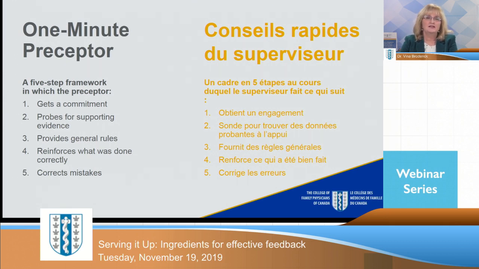That's important. The second step is to probe for supporting evidence. After you've heard this and they've made their commitment, what are the major findings that led you to this conclusion is one question you could ask. What else would you consider? And what made you change that particular point of view or choose that treatment? Number 3 is to provide general rules. You're going to keep it brief and you're going to focus on the identified issue at hand. Number 4 is to reinforce what was done correctly, and you're going to be very specific in this stage of the process. And number 5 is to correct mistakes.